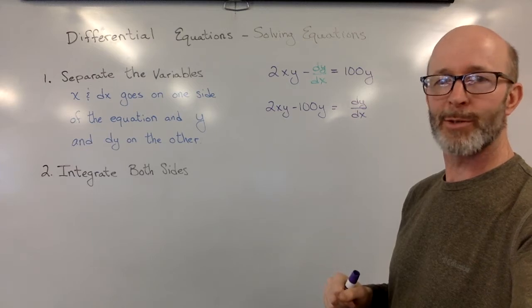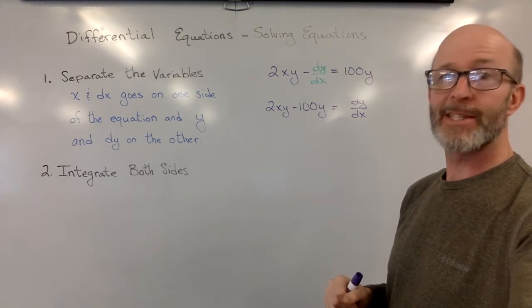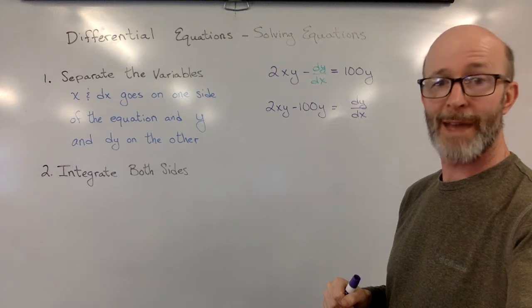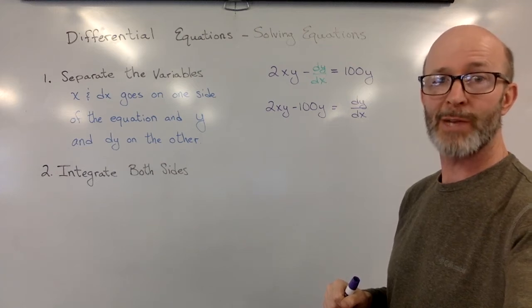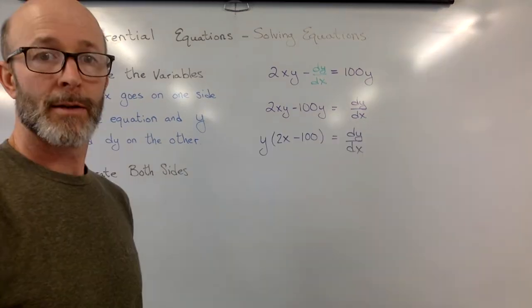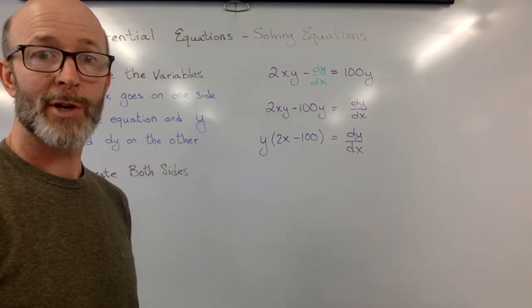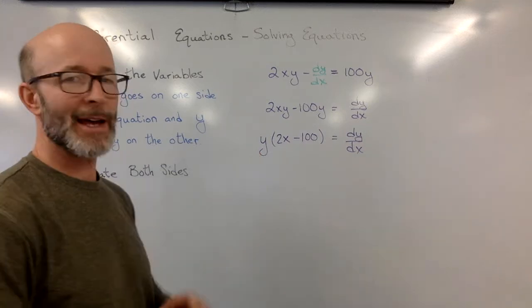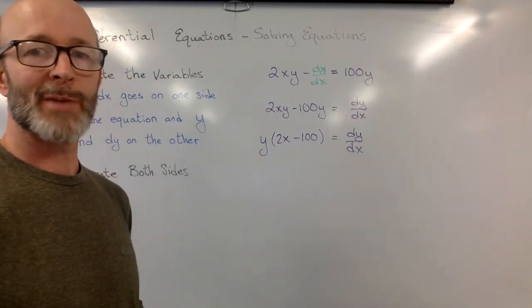Oh wait, that's a little too weird. Let's just distribute out something or factor out. What common terms do we have there? I know I could say 2y, but I'm just going to factor out a nice little y from both terms. So with the y divided out here, now separating is going to be really easy.